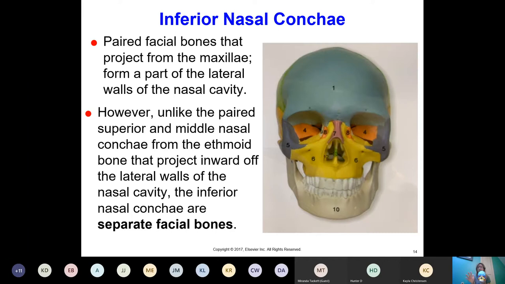And so breaking it down and trying to get a feel for where you're at on something is a good starting point. Unlike the superior and middle nasal concha from the ethmoid bone that project inward off the lateral walls of the nasal cavity, the inferior nasal concha are separate facial bones. So just remember that they are separate facial bones.